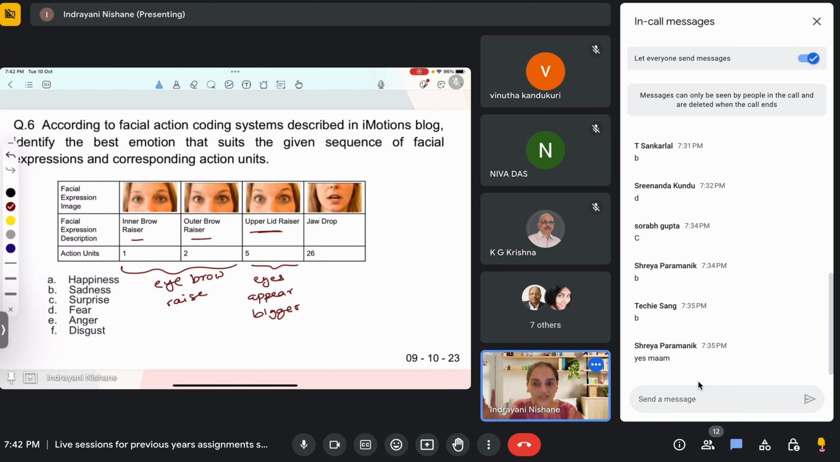So when the jaw drop is happening, going by English literature inferences, it happens when we are surprised. So this jaw drop was a giveaway for the emotion of surprise, option C. Why is this not sadness? Because we don't generally drop our jaws when we are sad. When we are surprised by something, only then will this jaw drop happen. So Shreya, are you convinced or do you still want to choose sadness?